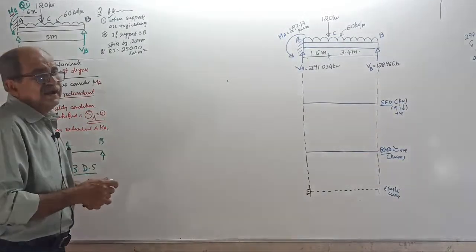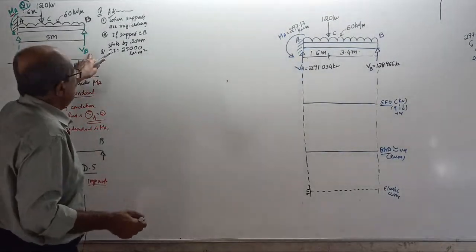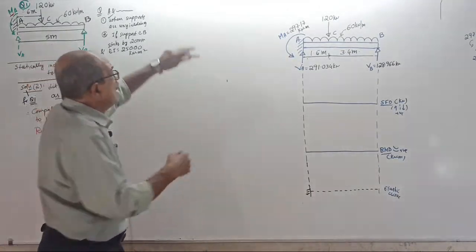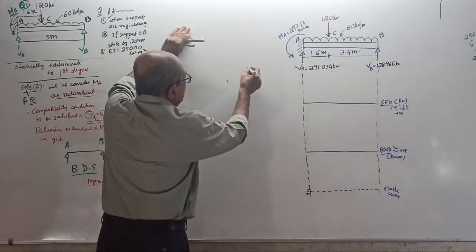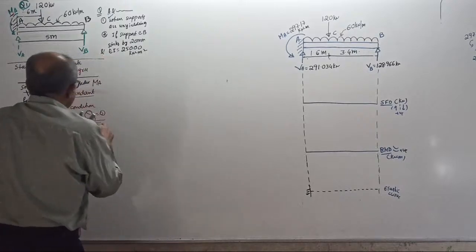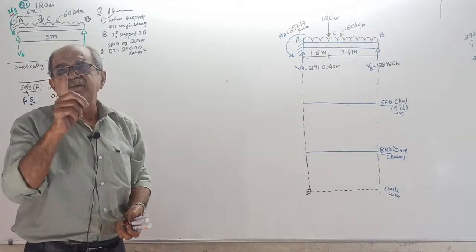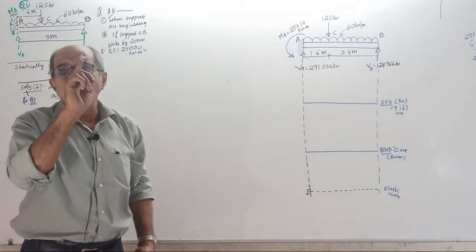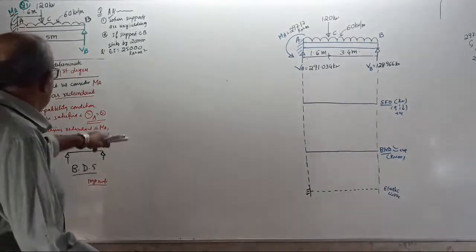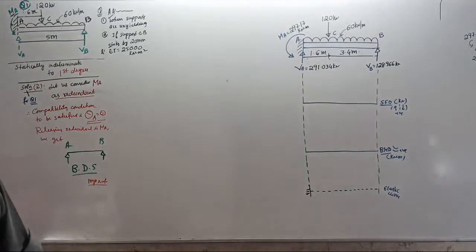Now, one important note. Last time, VB was redundant. Write a note here. Last solution, VB was redundant. Therefore, your calculation was vertical displacement at B last time. This time, compatibility is what? Theta A equal to 0. Therefore, this time, you should concentrate on calculating only what?